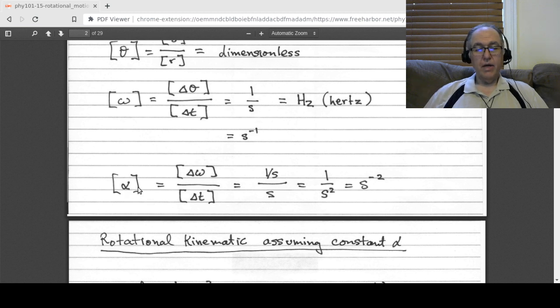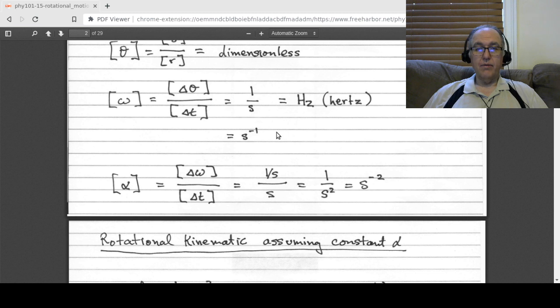Okay, so the angular acceleration is your change in angular velocity divided by change in time. The angular velocity is 1 over s, divided by s, and so angular acceleration has units of per second squared, or seconds to the minus 2. Okay, so there we go with our units.